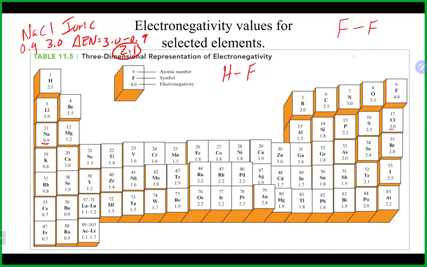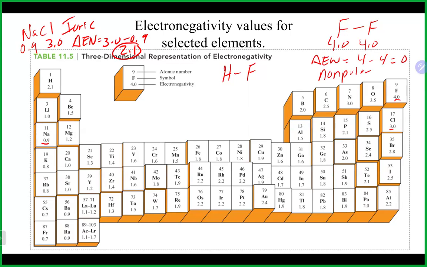Now, if we go to fluorine and fluorine, fluorine on the table is 4. So the difference in electronegativity is 4 minus 4, which is 0. That falls between 0 and 0.4, so that is a nonpolar bond, equal sharing of electrons. That would also be considered a pure covalent bond, because it is a perfect equal sharing of electrons.